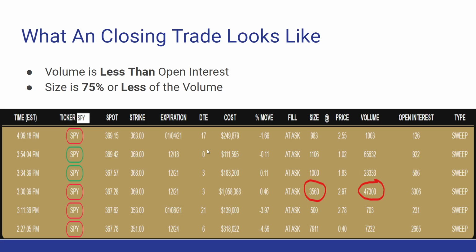Additionally, some other things that I like to look at for aggression would be if the strike is out of the money, it usually is more aggressive, or if the expiration's close to the current date. I'm not going to be looking at stuff that's in 2023. But that's pretty much it for opening versus closing positions and what I personally look for. Everyone has their own criteria, but this is what I would recommend.